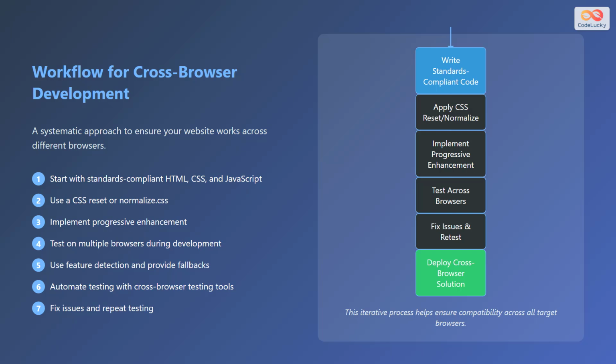Automate testing with cross-browser testing tools to streamline the testing process. Fix issues and repeat testing to ensure all compatibility issues are resolved. The workflow diagram illustrates the steps, starting with writing standards-compliant code, applying CSS reset or normalize, implementing progressive enhancement, testing across browsers, fixing issues and retesting, and finally deploying a cross-browser solution. This iterative process helps ensure compatibility across all target browsers.